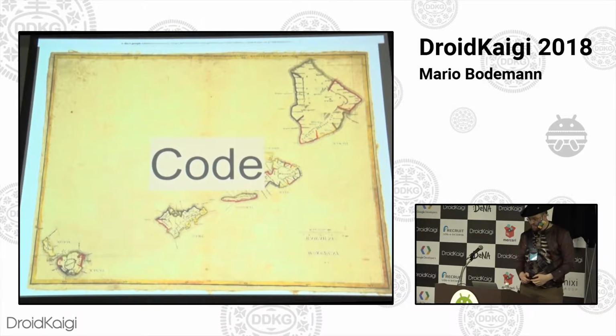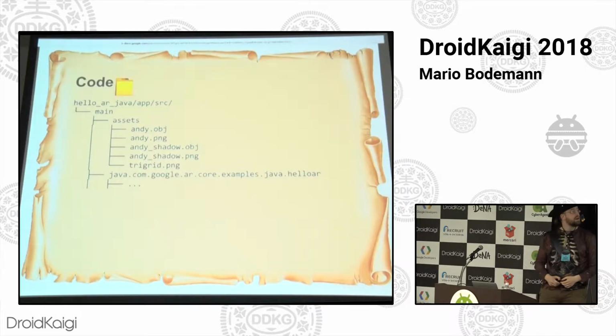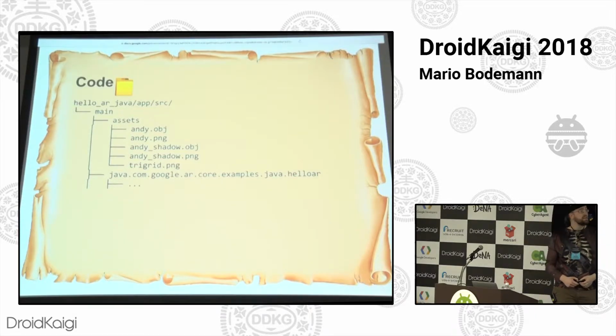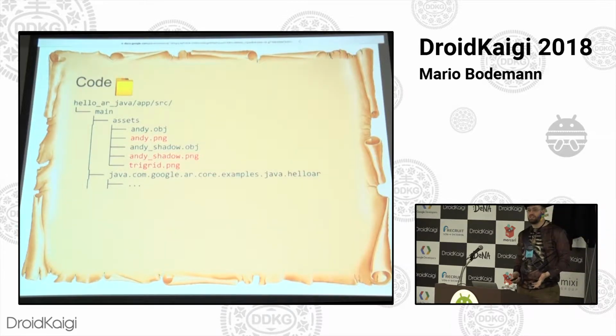So the demo I was talking about comes in a package like this. This is directly taken from the GitHub repository, and I will go through some of the files. Let's start with the assets. We have some images, which are the textures for Andy. For instance, we have the Andy PNG.